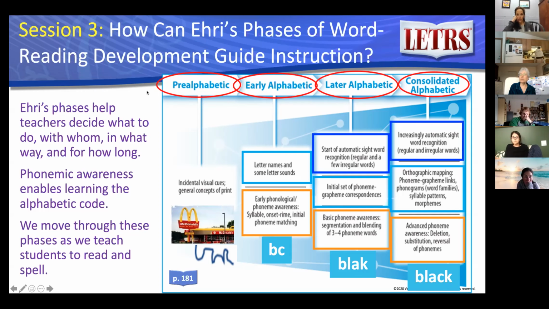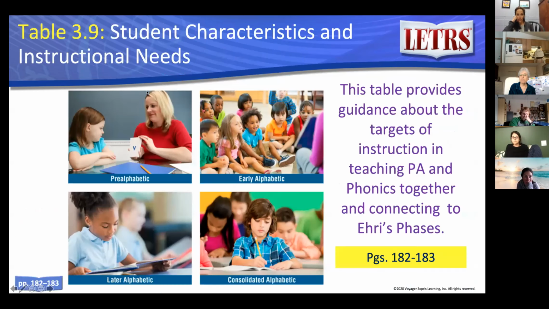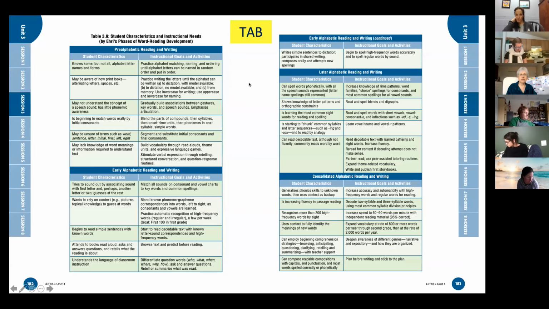So I'm going to ask you to participate in another activity. Okay? I'd like you to turn in your book to pages 182 and 183. And so it's going to look like this. It's a great page, two pages in a way that you want to tab.